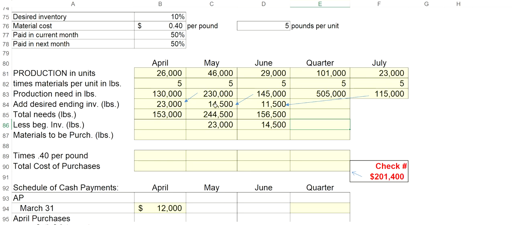Now, like with the production budget, the ending inventory is 10% of next month. The beginning inventory, looking at May's, for example, of 23,000, is 10% of the current month's 230,000. So therefore, for April, I will take 10% of the current month's needs of 130,000. Try that again. I don't think I got the 10% in. About 0.1 times 130,000 is 13,000.